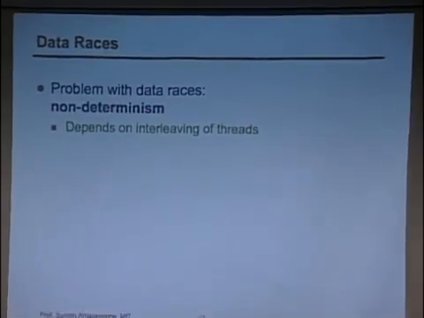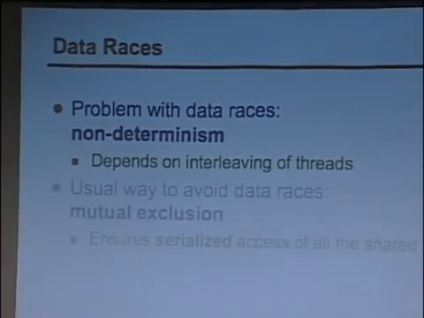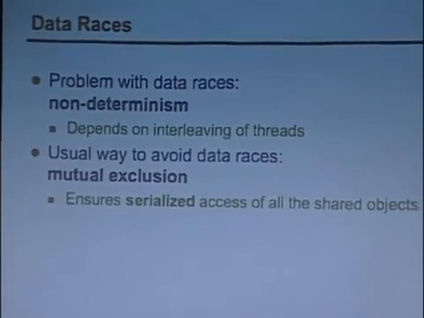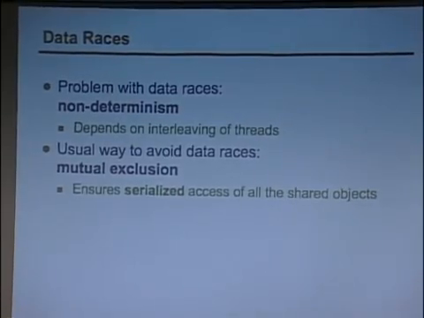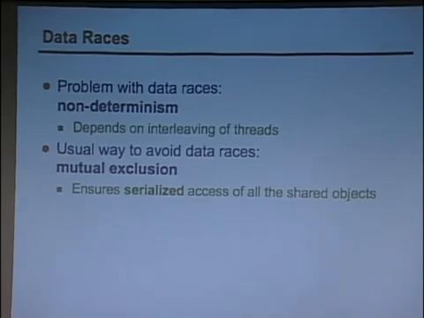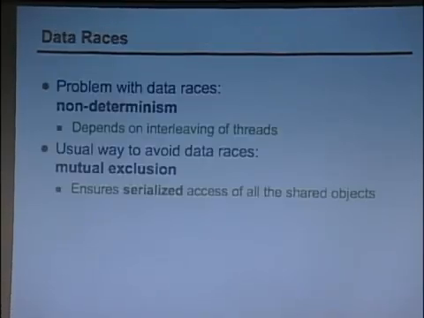And the problem with data races is this non-determinism. We usually avoid that with mutual exclusion. So if you have the same data access, make sure that they are in a mutual exclusion region, and you can basically serialize access to all the objects.